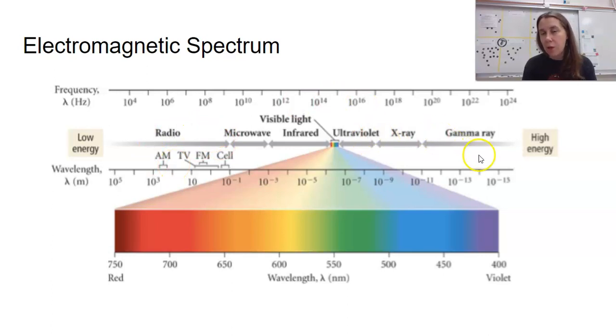Okay, and then on the other side of ultraviolet, we have X-ray. That's how we take images of our bones and stuff. So you know that you don't want X-rays too often because they can be damaging to your cells, but in small amounts, not too bad. And then gamma rays are the highest energy. Those would be the most damaging types of light or types of radiation from the electromagnetic spectrum.